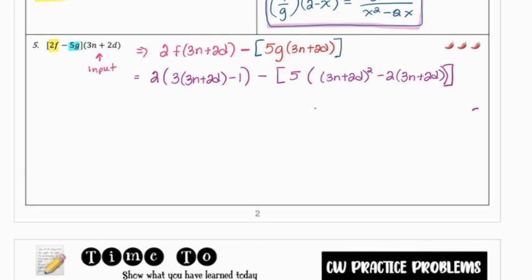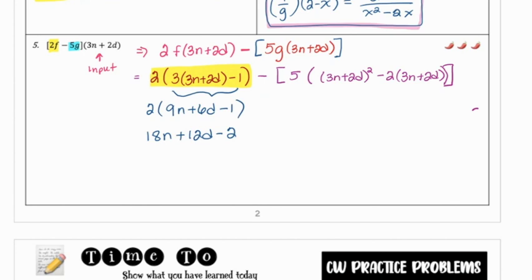Now that I have that, what I'm going to work with is my f function piece first. Now be careful, because what you want to do before you distribute that 2 from the outside is do everything inside the parentheses. We have 2 times 9n plus 6d minus 1. Now I'm able to distribute that 2 to everything. So I'm going to just work with that function right now. So my first function, which is f, would end up at 18n plus 12d minus 2.